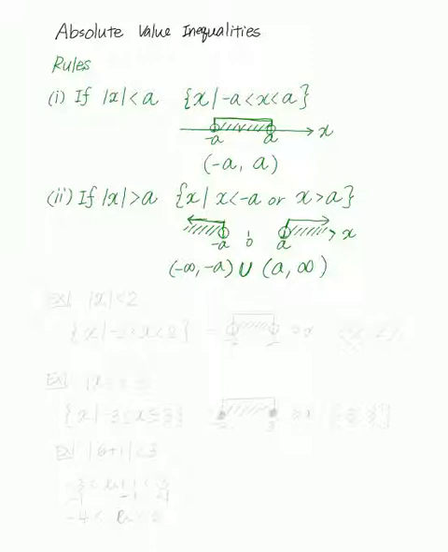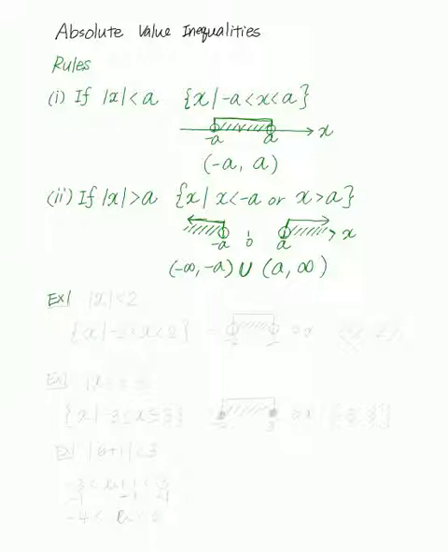Now, with both of these rules, we need to notice that when it's less than, we want everything included in between the two. When it's bigger than, it's the exact opposite. It's everything but the middle part. It's everything on the outside of that middle part. So they're exactly opposites of one another. So take a minute and kind of study these rules for a bit. We're going to go ahead and start the first example.